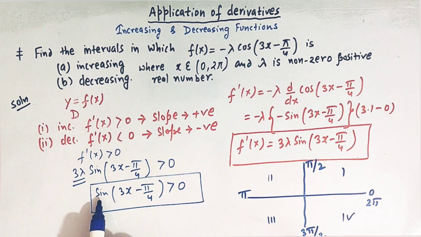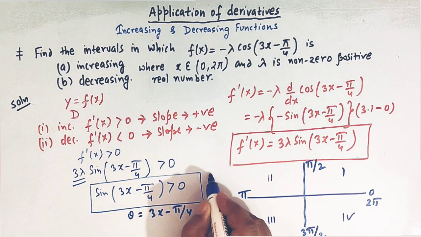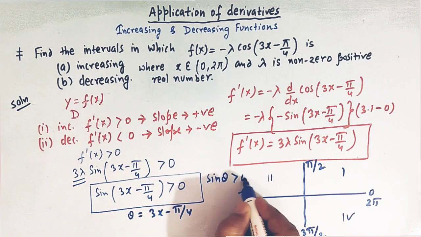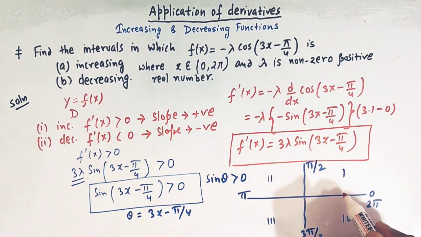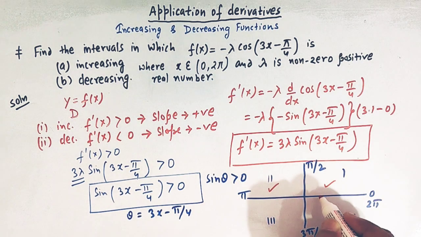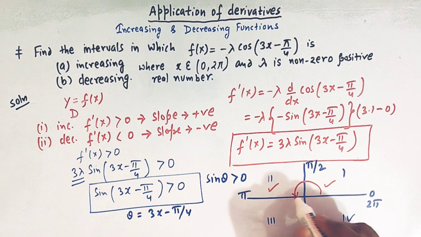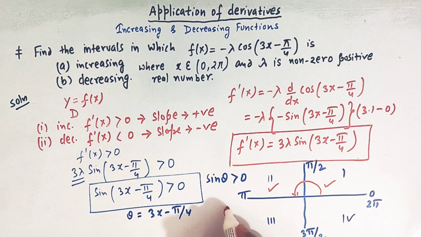So sine of 3x minus pi by 4 is greater than 0. Now if we take theta equal to 3x minus pi by 4, then we have this inequality, sine of theta is greater than 0. Sine theta is positive in the first quadrant and in the second quadrant. So when we go from 0 to pi, sine theta is greater than 0. It means that when theta lies between 0 and pi, sine theta is greater than 0.